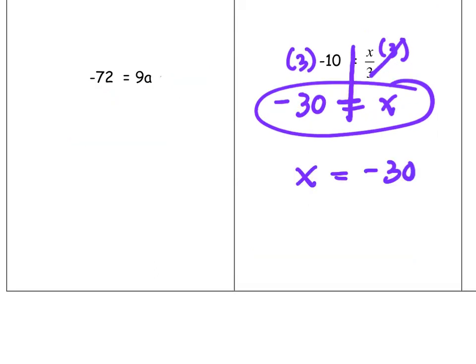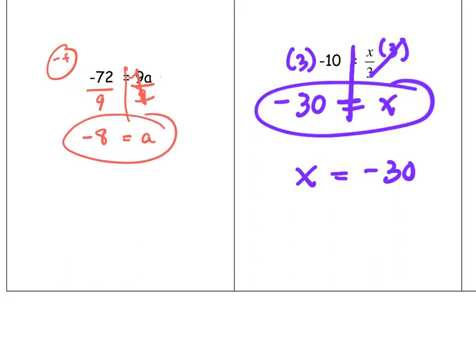Whether you chose to rearrange it or not, we always start on the side with the variable. So if we leave it like this, we have to still start on this side and divide by 9. I'm dividing both sides by 9. This side is a negative 72 divided by a positive 9. The answer is negative 8. And these 9s eliminate each other, becoming 1. 1 times a is a. So the answer is negative 8 equals a, or a equals negative 8.